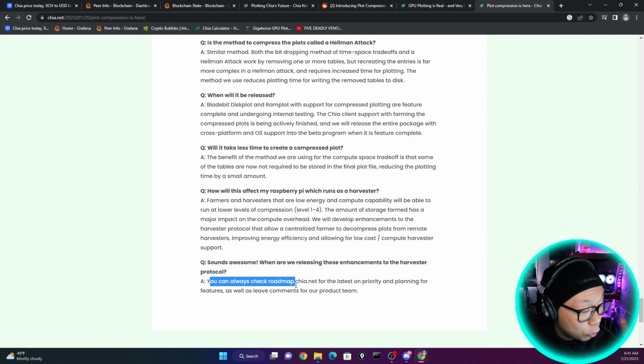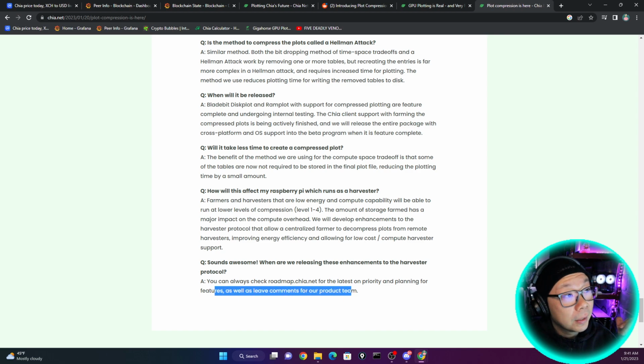We can always check roadmap.chia.net for the latest priority and planning for features, as well as leave comments for our product team. All right, guys, this ran a little long.